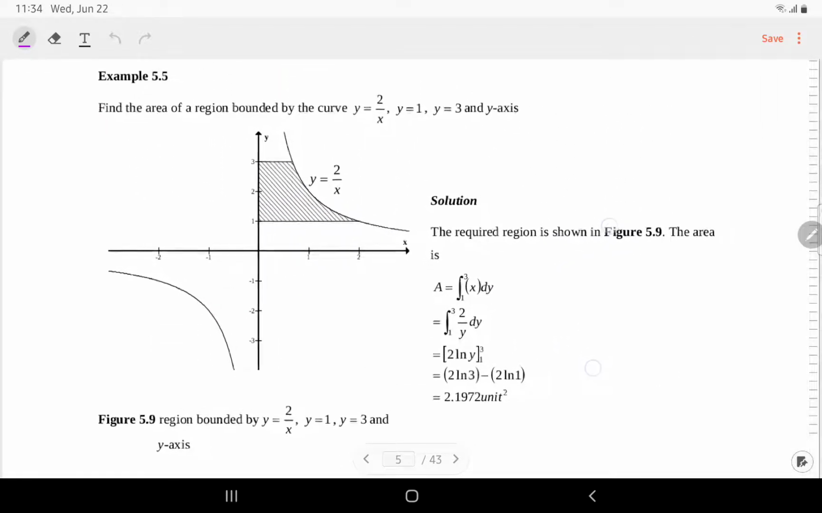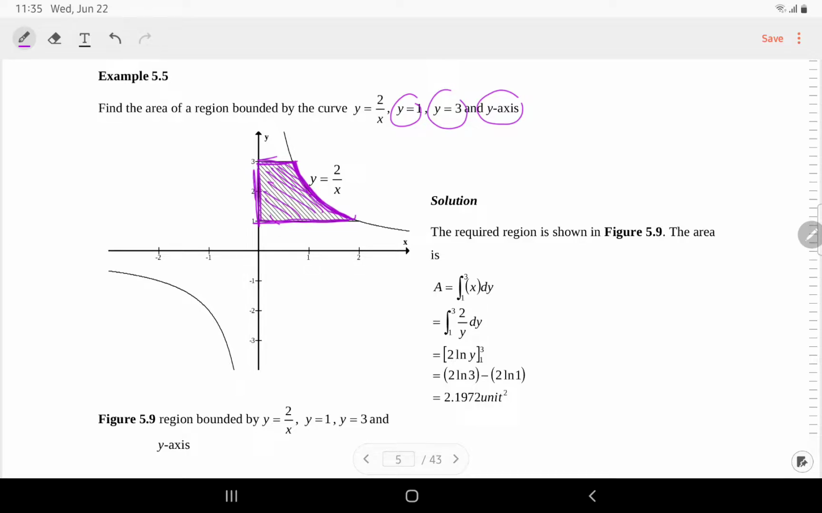Okay, next example, example 5.5. Find the area of the region bounded by this curve y equals 2/x, and then bounded by y equal 1. Where is y equal 1? It is right here. And then y equal 3, it is right here. And also the y-axis. So meaning that the shaded region is right here.